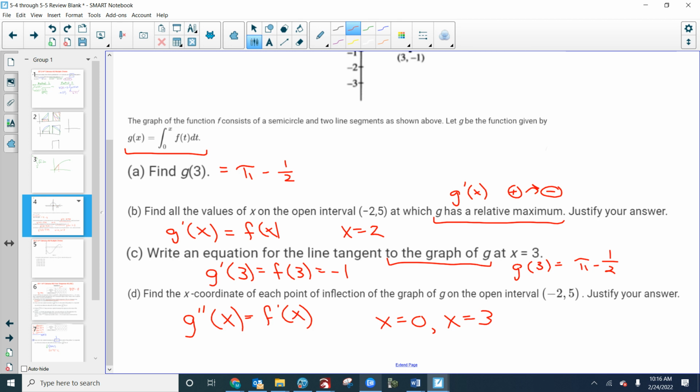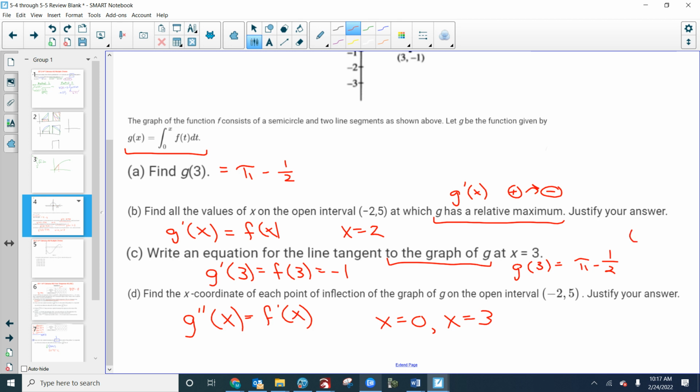Awesome. We've reviewed that type of problem several different ways. Any questions on those? Wendy. Can you do part C again? Sure. We need a point and a slope on g at 3, right? G of 3 we got from part A. Are you good with that? Yeah. Okay. So there's our point.